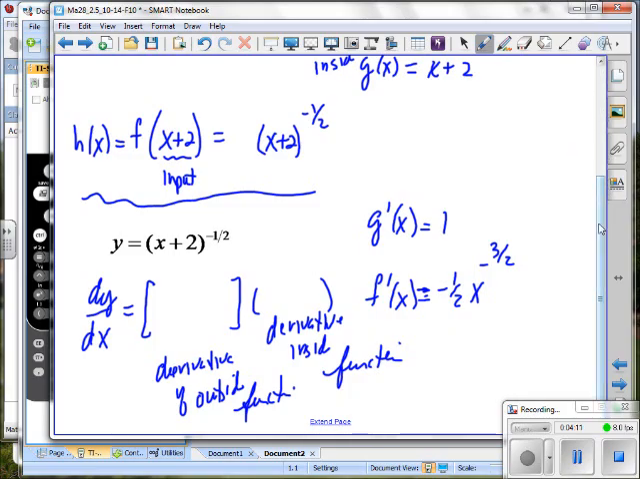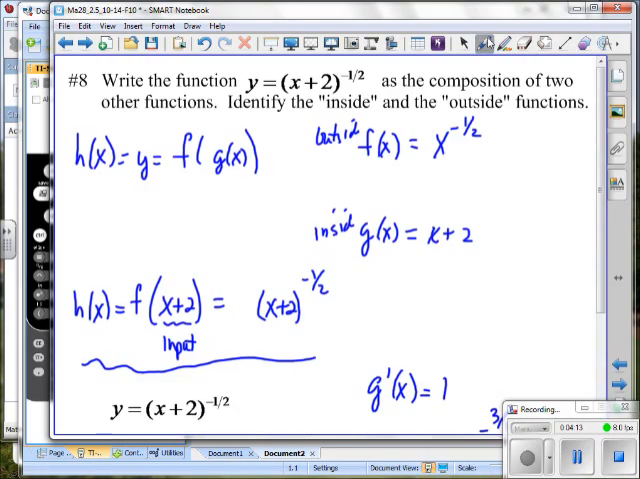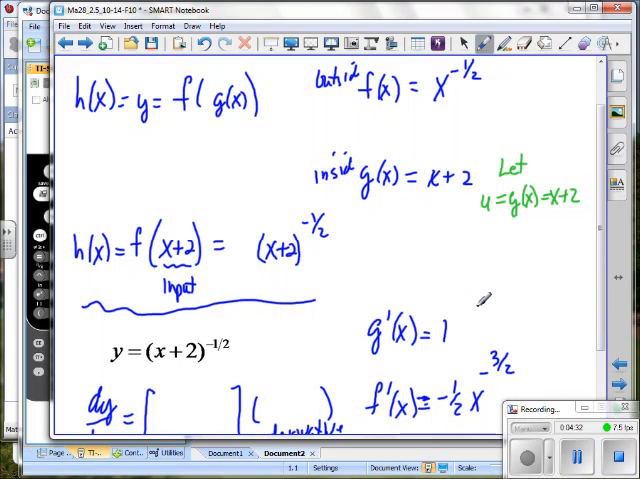It might be easier, and you can always go back and look at the videos and see how we did this. If we go up here, let u equal g of x, x plus 2. That's not too hard, is it? We're just going to let u equal that. Down here then, I can say this is the derivative of u with respect to x, and that's still going to equal 1. That's not changing anything.